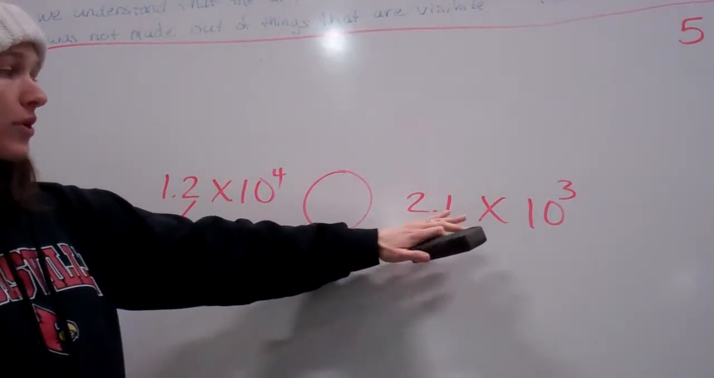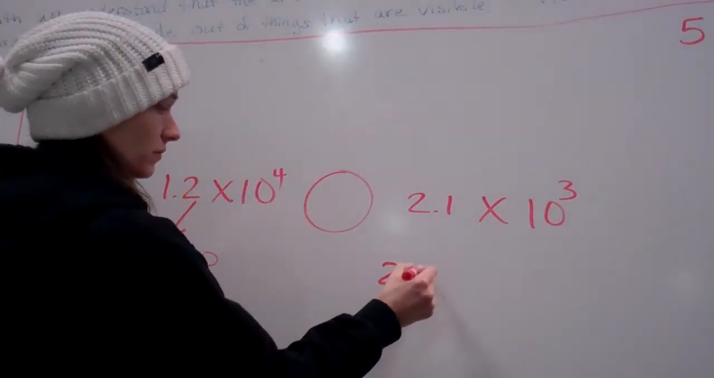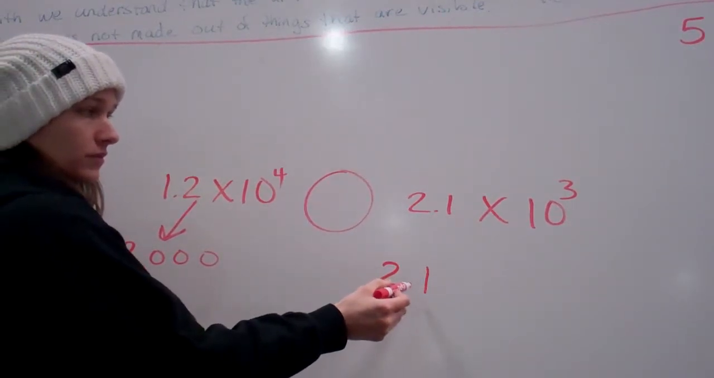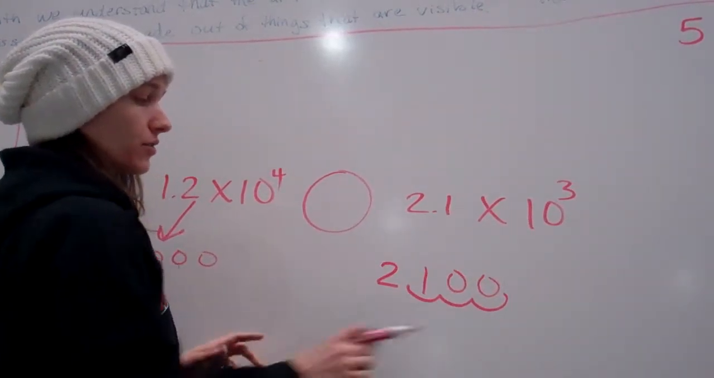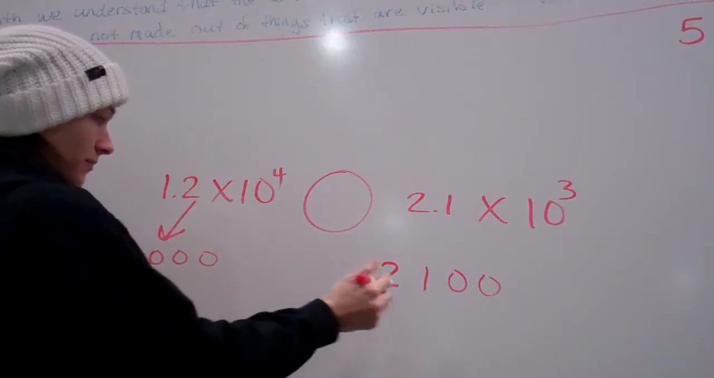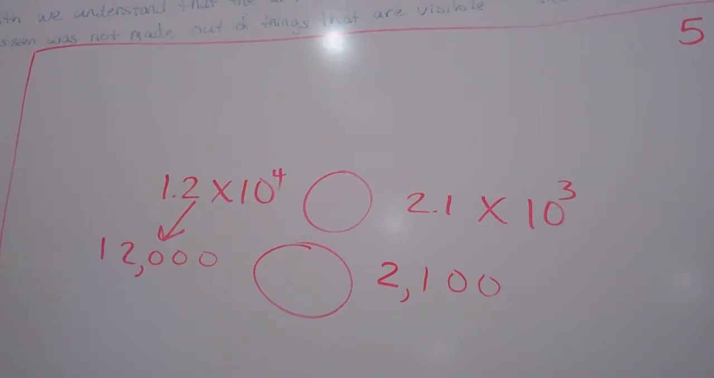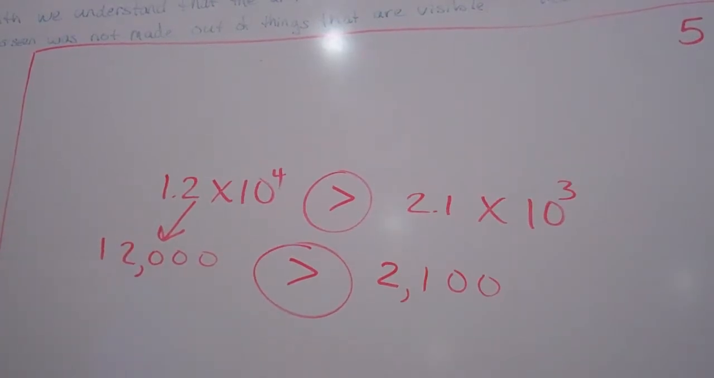Like 2.1 times 10 to the third, what's that one going to be? It's going to be 2, 1, 0, 0. Very good. So I'm going to go 1, 2, 3: 2, 1, 0, 0, which is 2,100. Now, if I were to compare those two, obviously which one's bigger? Clearly, 12,000. So the answer would be that. That's how you would do that problem. Does everybody feel like they got it? Understand it? Okay, that's lesson 51.